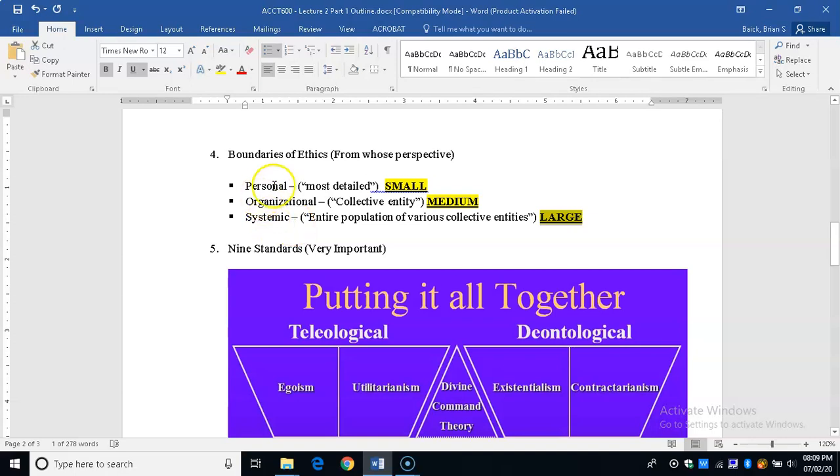So you can see that systemic boundaries of ethics, or thinking about ethics from a systemic perspective, is much more difficult than thinking about ethics from a personal perspective. If I'm trying to think about what's right for just myself, that's an easier question, arguably, to answer because you have fewer trade-offs to make relative to thinking about what's ethical for a whole system. In other words, for everybody that's out there.